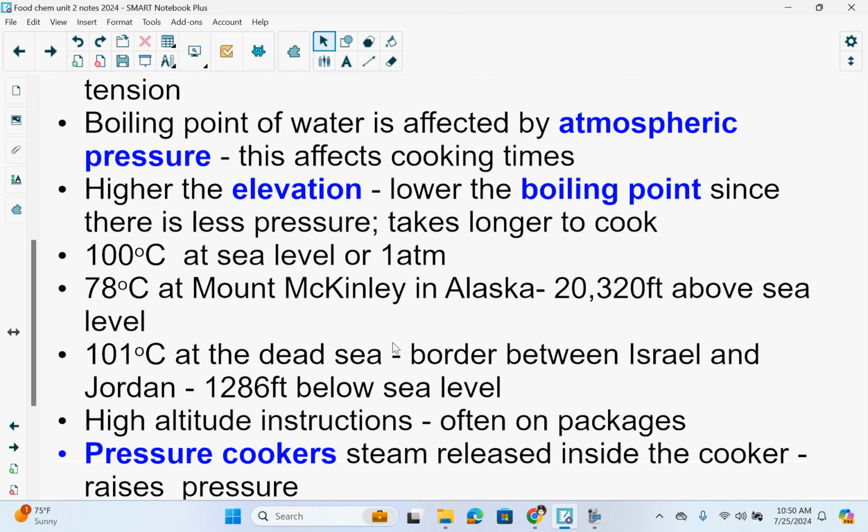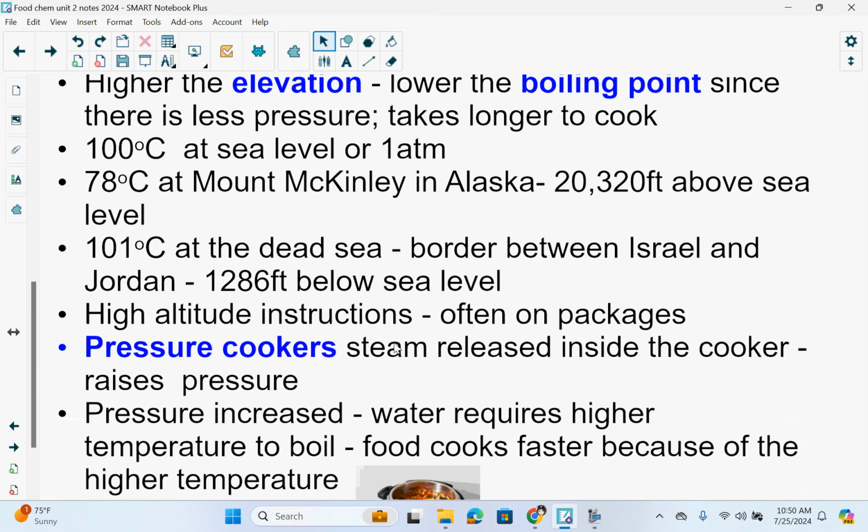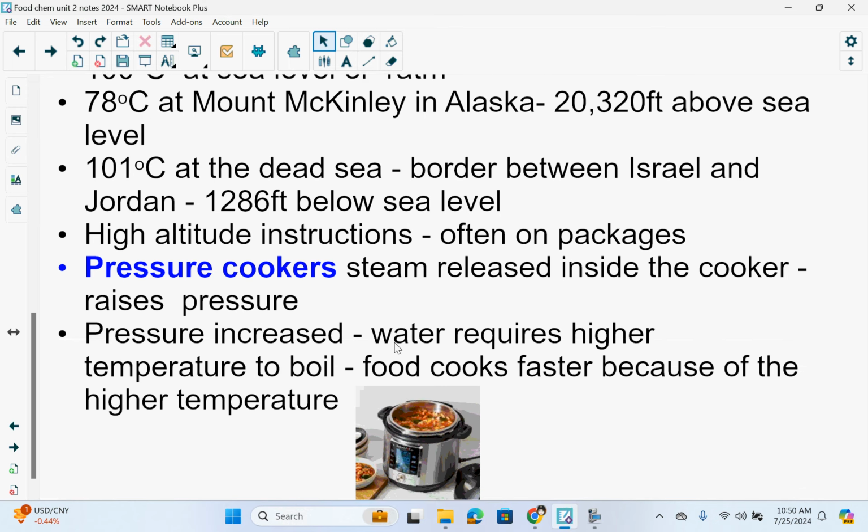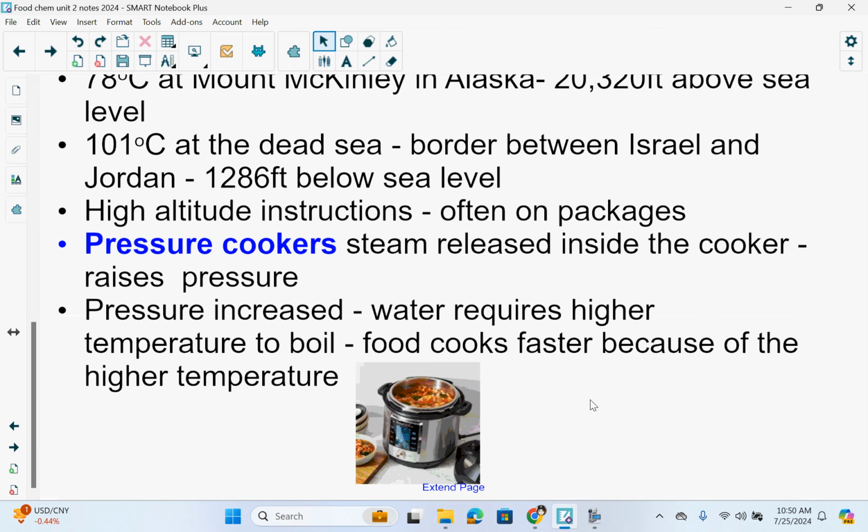And yes, there are high altitude instructions often on packages, and it's also why the pressure cooker was created. Pressure cookers have steam that's released inside the cooker, and this raises the pressure. If the pressure is increased, the water requires a higher temperature to boil. Food cooks faster because of the higher temperature.